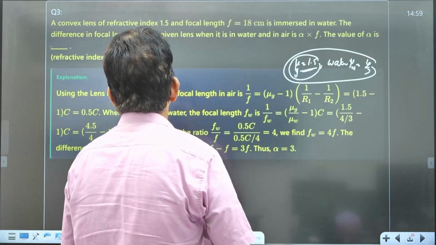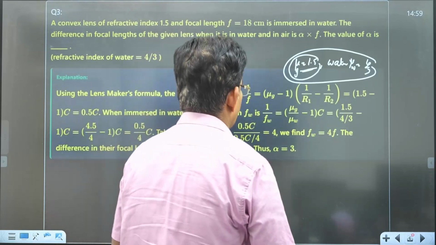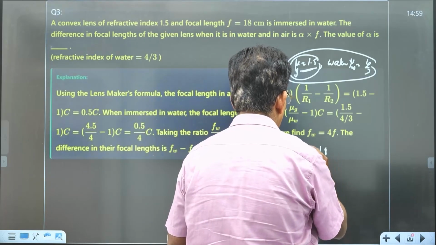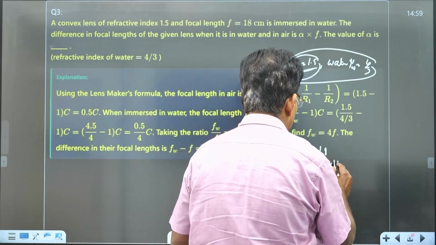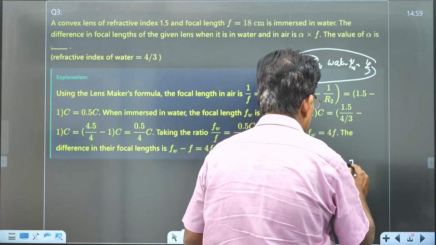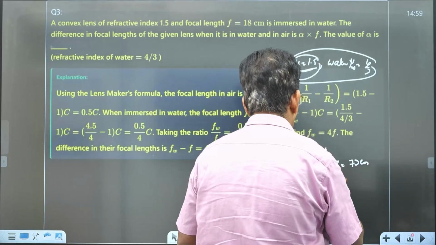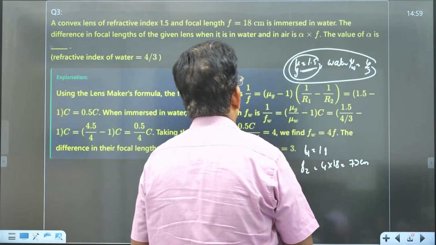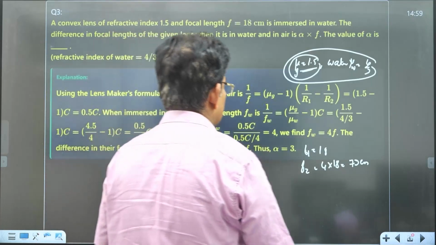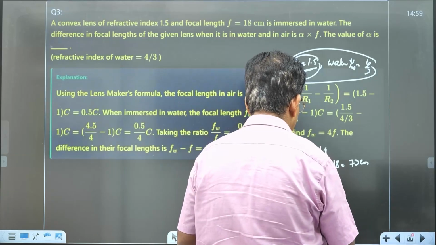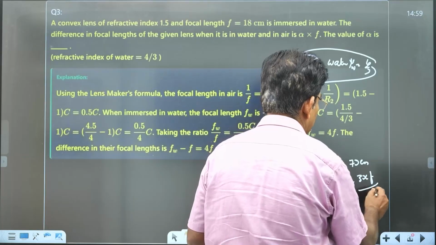Then the question is asked, the difference in focal length. First time focal length is f, second time focal length is 4f. f is 18, so the first focal length is 18 centimeter, the second focal length is 4 into 18, that is coming to be 72 centimeter. The difference in focal length, f2 minus f1, is 54. 54 means 3 times the initial value.